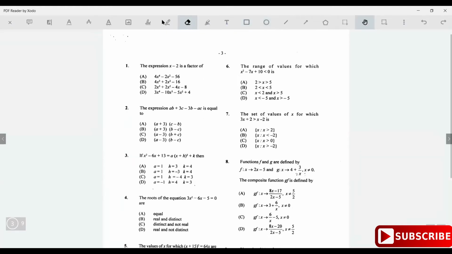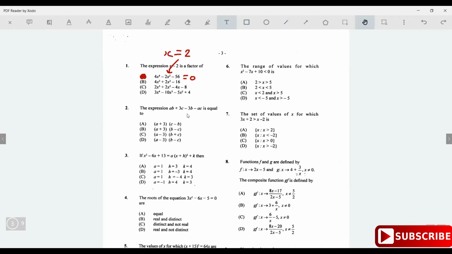It says if x minus 2 is a factor, we did this already. You just need to check which one, when you plug in x equal 2, you get 0. All right, so when you plug x equal 2 into the first one, you're going to get 0. So x minus 2 is a factor for this one. This is a repeat question.